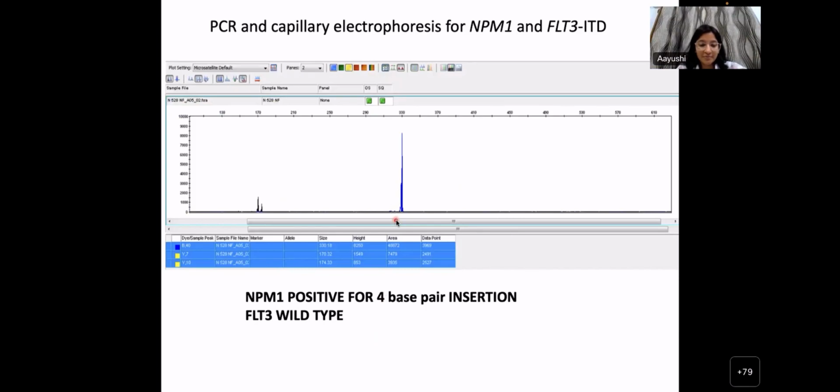There, the black peaks are showing two peaks, suggestive of one mutation. While in FLT3 only one peak is shown, that means mutation is not there. Right. So here the mutation is only in NPM1 and not in FLT3.